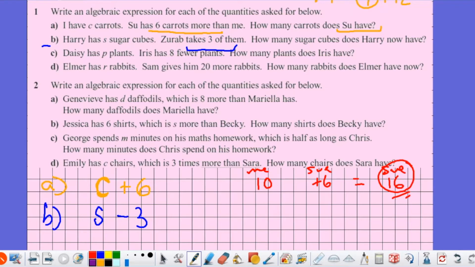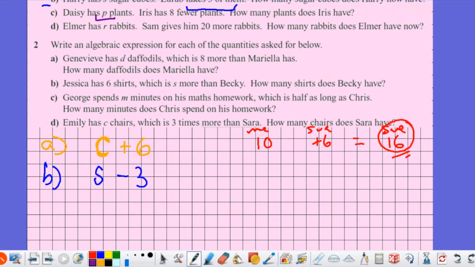C. Daisy has P plants. Here's Daisy, and she has P number of plants. Iris has 8 fewer plants. So if I take 8 away from there, Iris has 8 less than Daisy does. That's Daisy's number, take away 8, will equal how many Iris has.